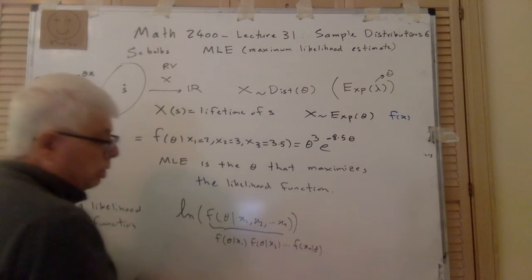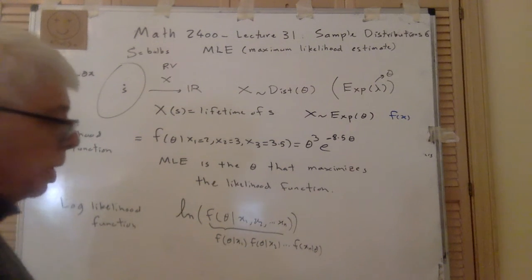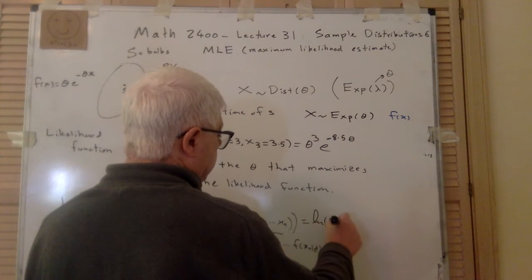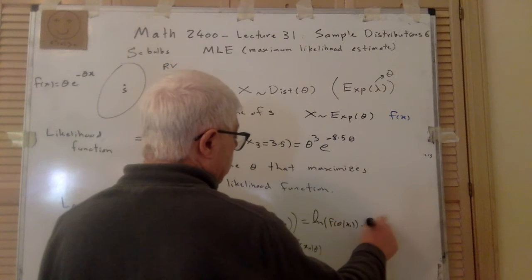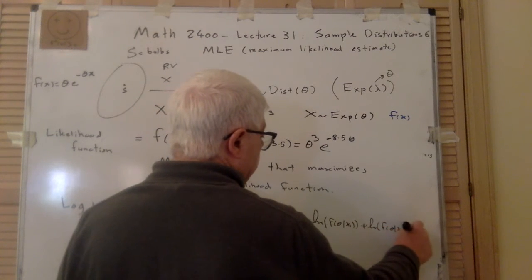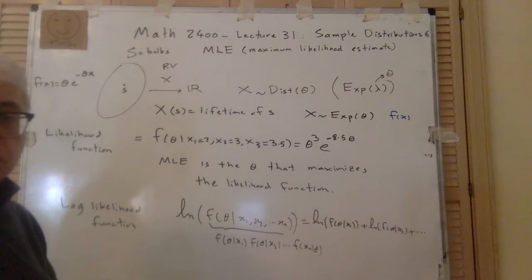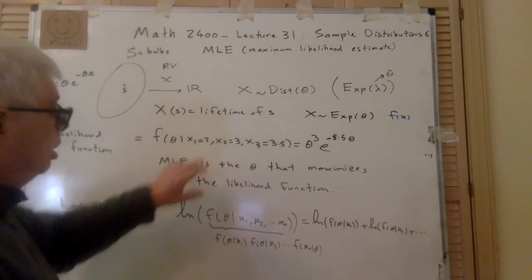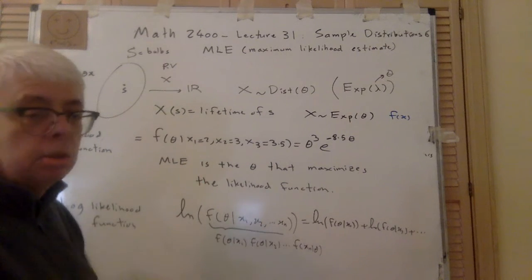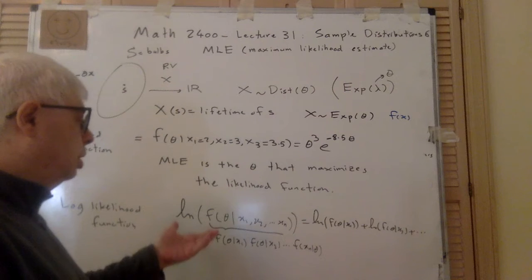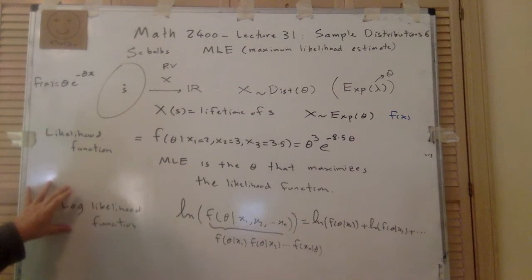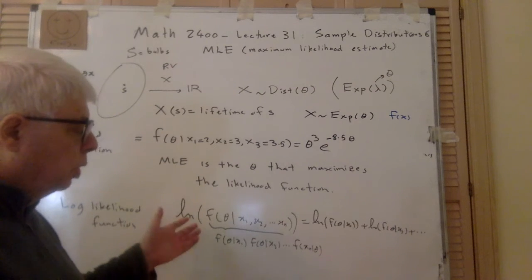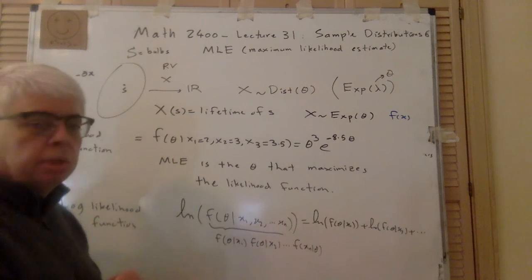So I have a product. Remember, log changes product to sum. So this will be ln of the first one, f of x1 given theta, plus ln f of x2 given theta, plus dot dot dot. So log changes that product into a sum. Now, the theta that makes this maximum also makes the log maximum, or vice versa. The theta that maximizes the log likelihood function also maximizes the function inside. Why does it happen? Because ln is an increasing function. So whatever makes this maximum also makes the inside maximum, and vice versa.